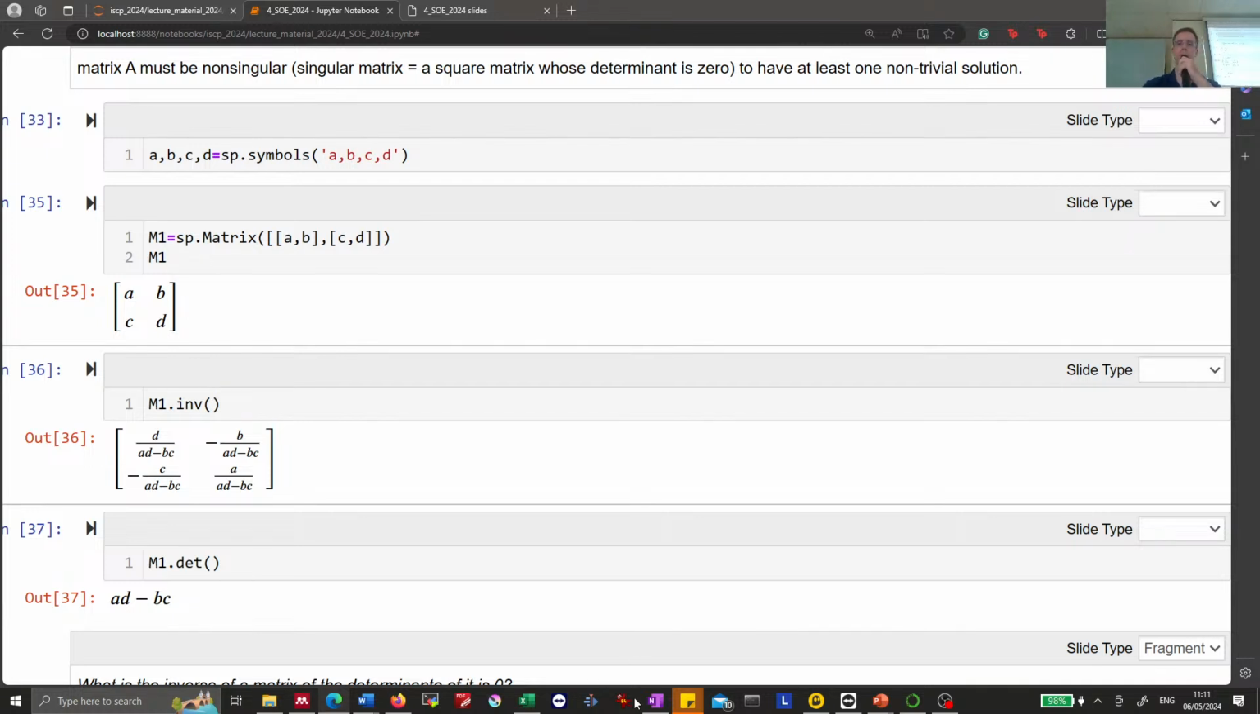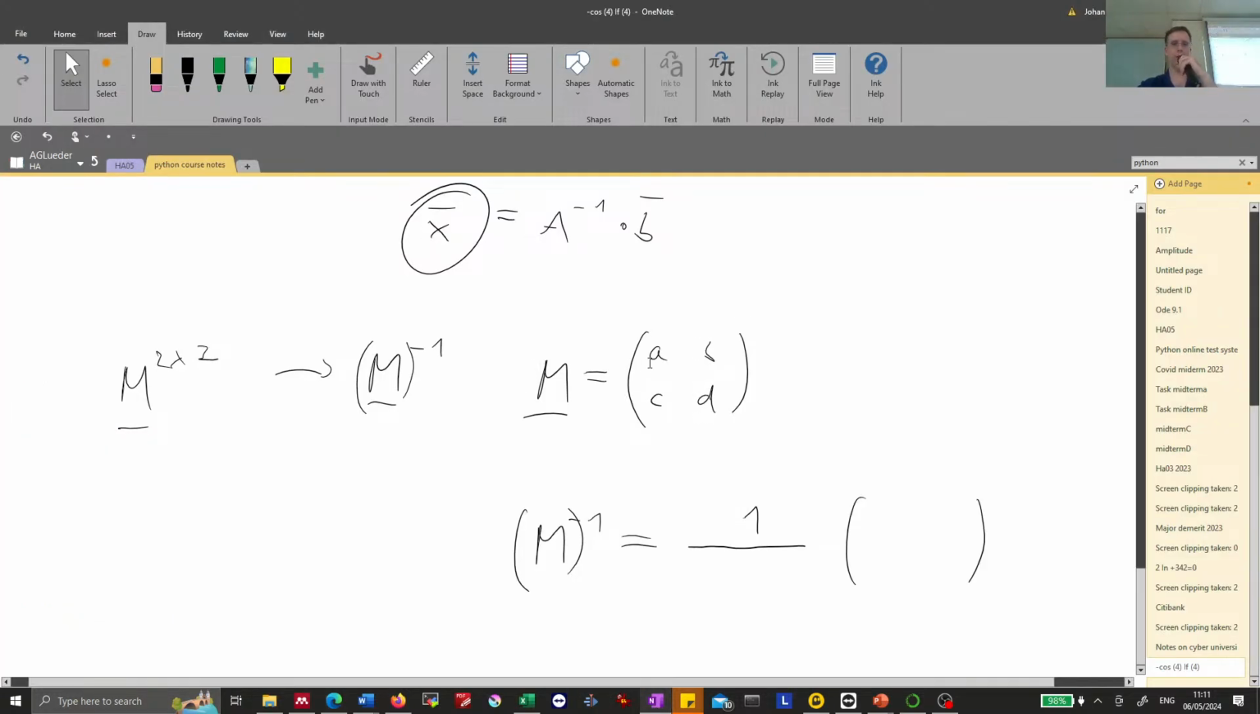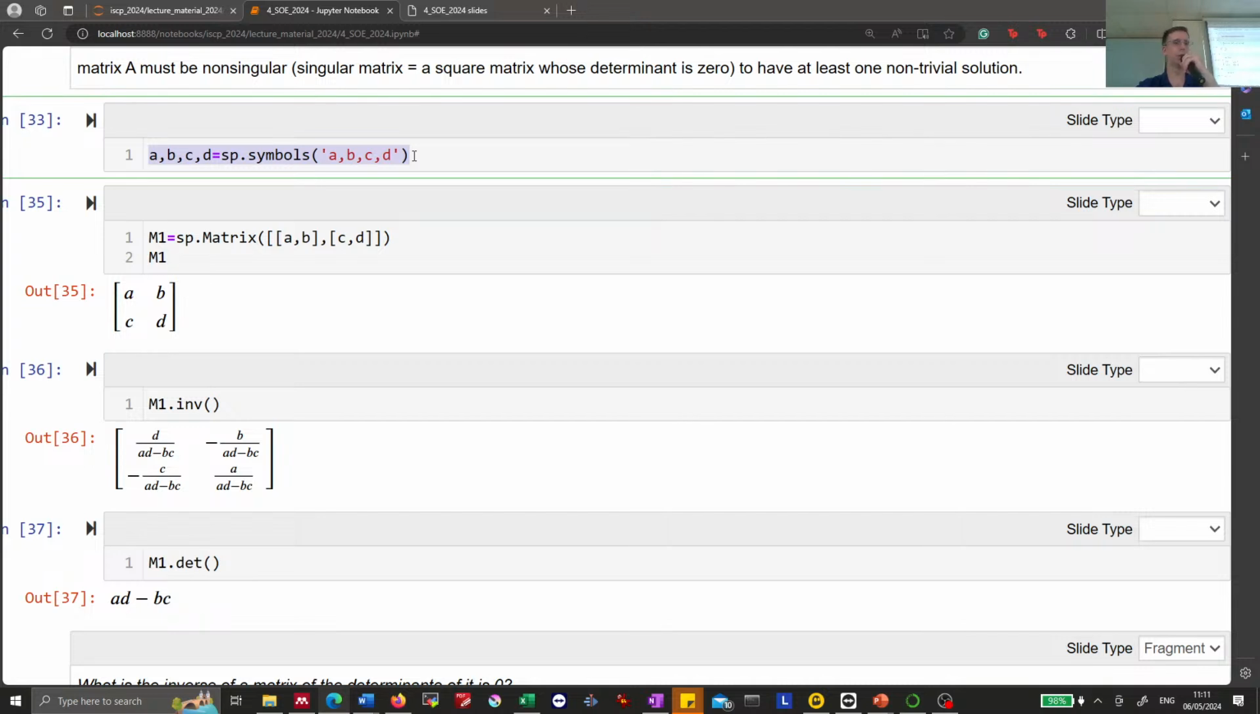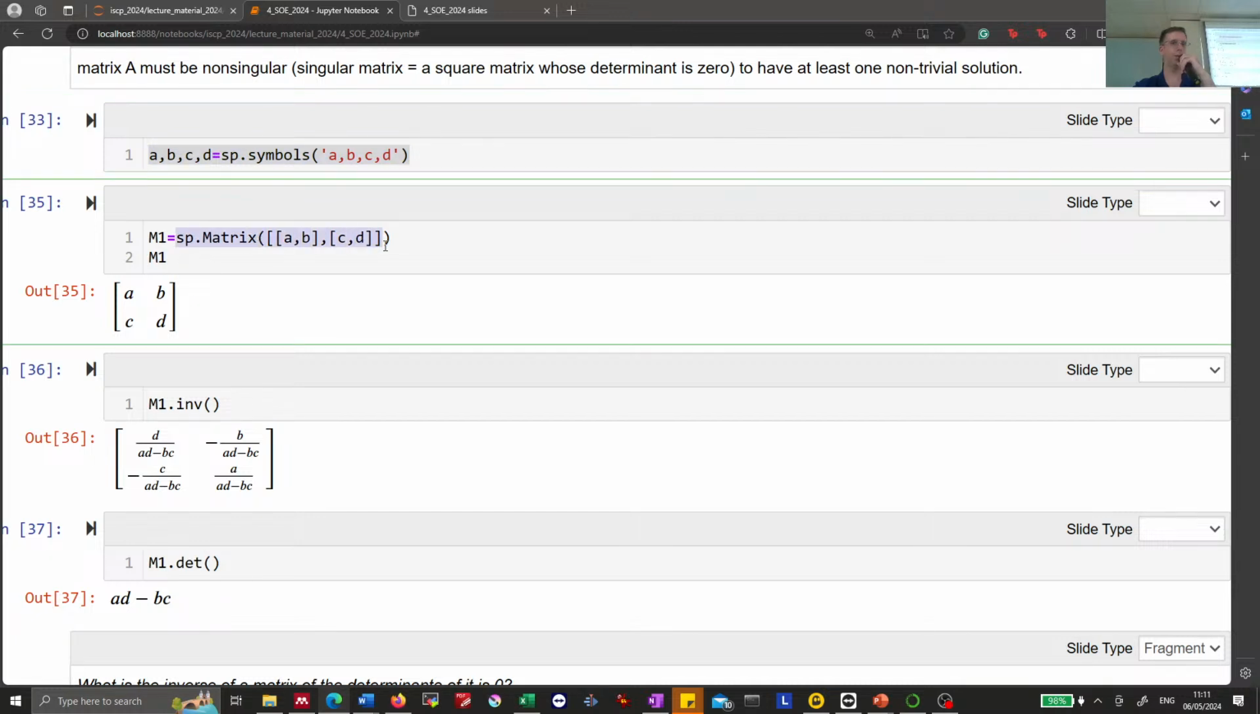So if you don't remember, a 2 by 2 matrix can be written in general form as A, B, C, D. And in the break, I quickly did this with SymPy. So I've here defined the symbols A, B, C, and D. I use SymPy matrix. I provide a nested list 2 by 2 with the coefficients A, B, C, and D. I store the result in M1, matrix 1. And I ask Python, hey, what is M1? And I see it's a matrix A, B, C, and D. So this is now a SymPy matrix.